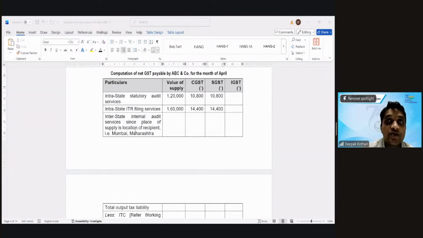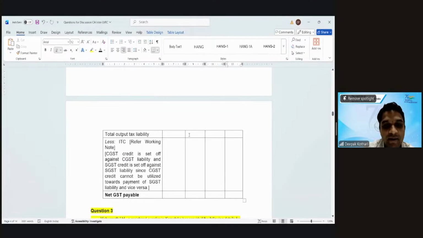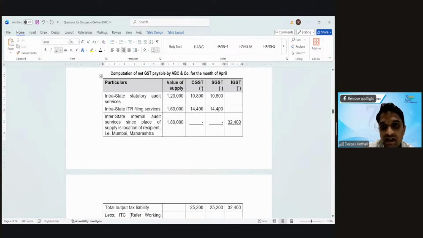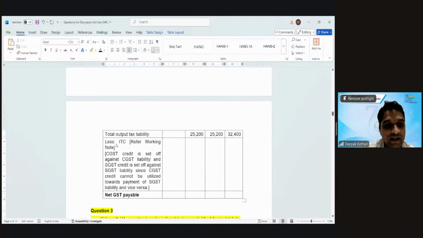Then internal audit is to a client in Mumbai. So the location is Mumbai, so it will be IGST. Value of the service is 1,80,000 rupees, and 32,400 on that at 18% is the IGST value. Perfect. So your total output tax liability is what we add up: 32,400 IGST, and CGST and SGST is 25,200 each. Now the ITC. How do you calculate the ITC? First, let us calculate the ITC and then we'll see how we utilize it.